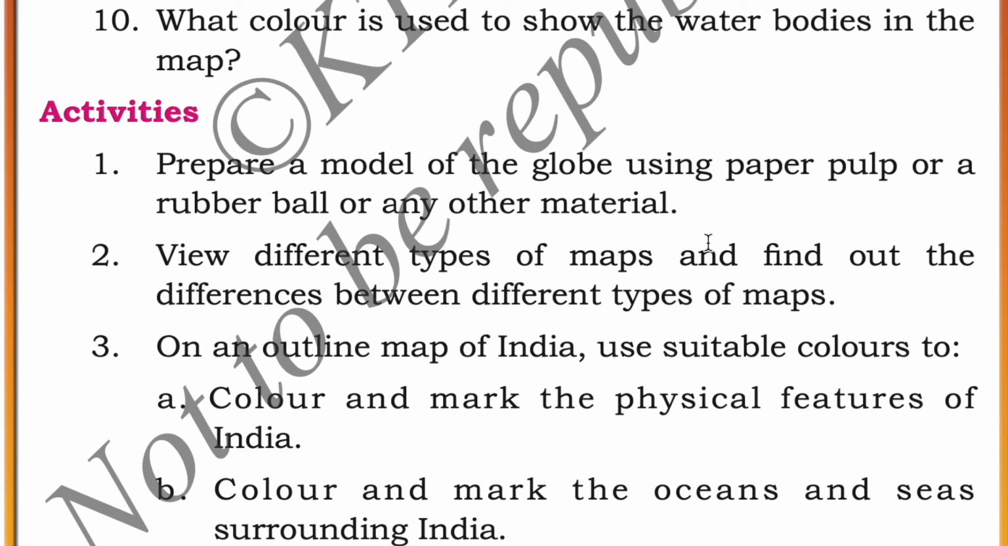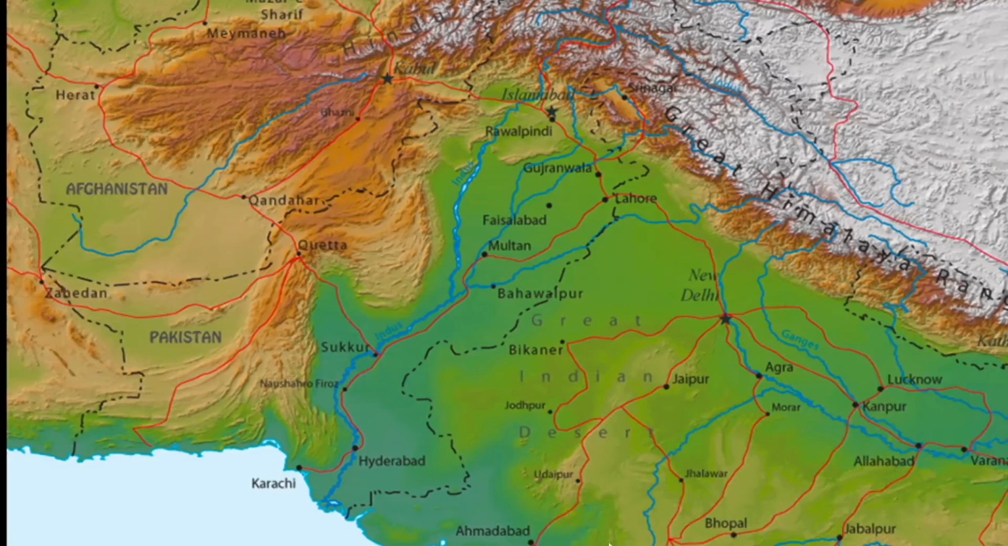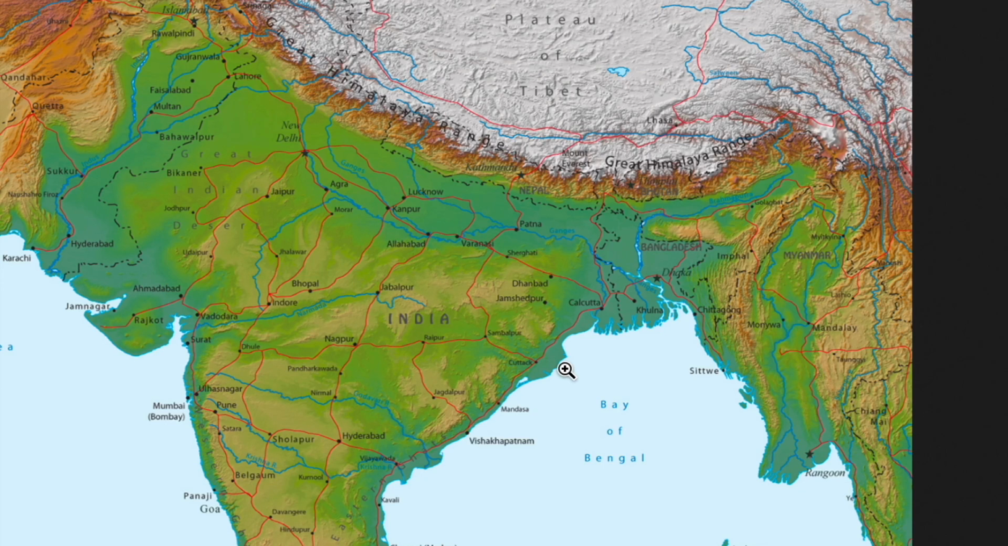Next, on an outline map of India, use suitable colors to color and mark the physical features of India and color and mark the oceans and seas surrounding India. So these are the activities that you need to complete. As you already saw in the map of India over here, you can use this as a reference to just go ahead and map the different physical features of the country.